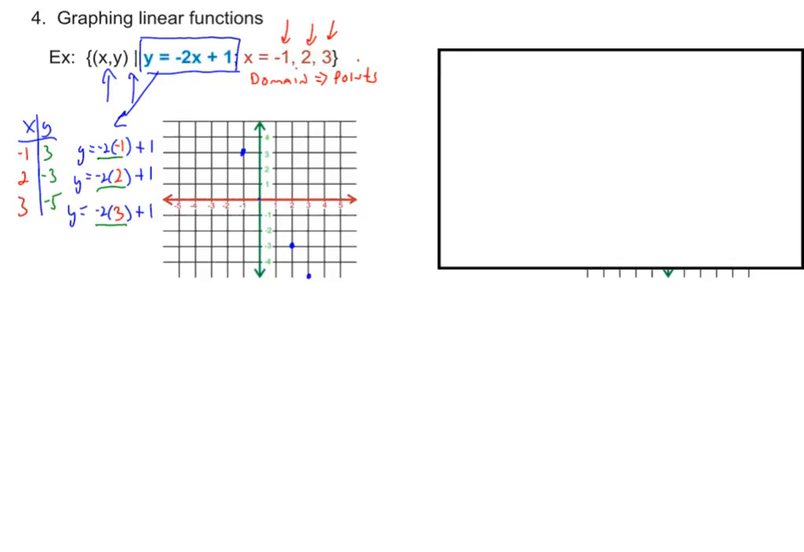Do I put a line through them? No. Because I only have guy -1 and he's dating girl 3. I only have guy 2 and he's dating girl -3. And I have guy 3 and he's dating girl -5. Okay? It's just the 3 points on that graph. If they would have given you 4 values of the domain, you would have 4 points. If they give you 8 values of the domain, you would have 8 points.